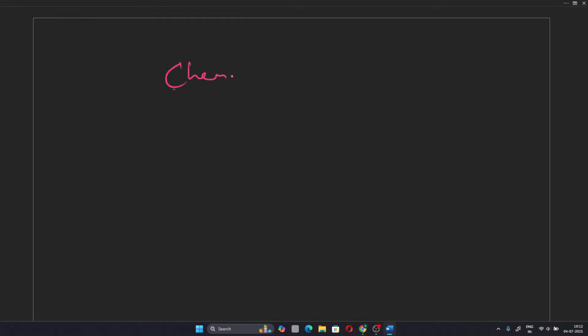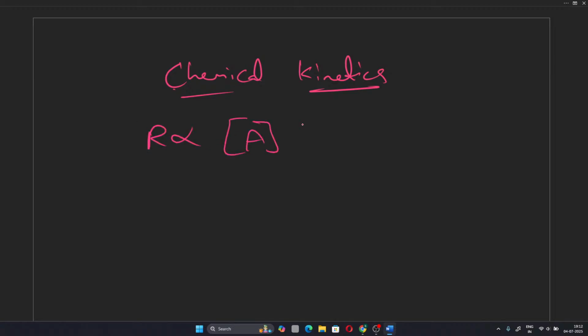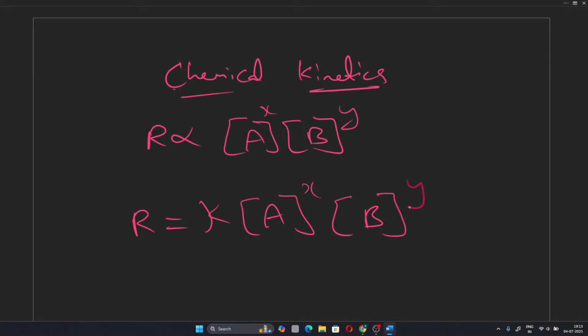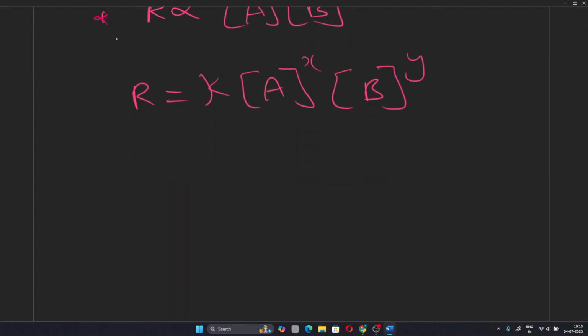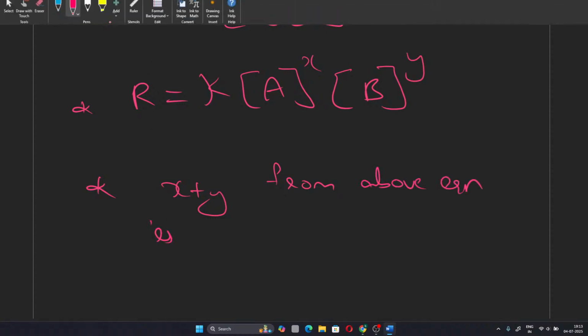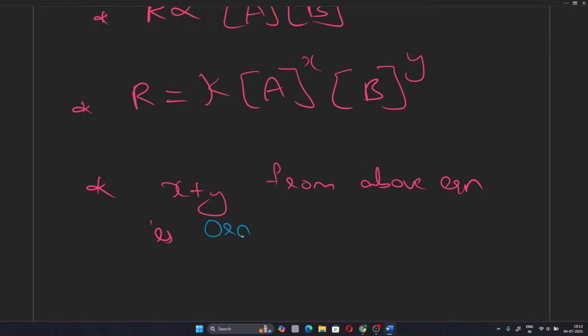This is chemical kinetics, unit 3. Basically, we know that rate depends on the concentration of A and B, with powers x and y. Rate equals k[A]^x[B]^y, this is the rate law. And we know that x plus y from the above equation is the order of the reaction.